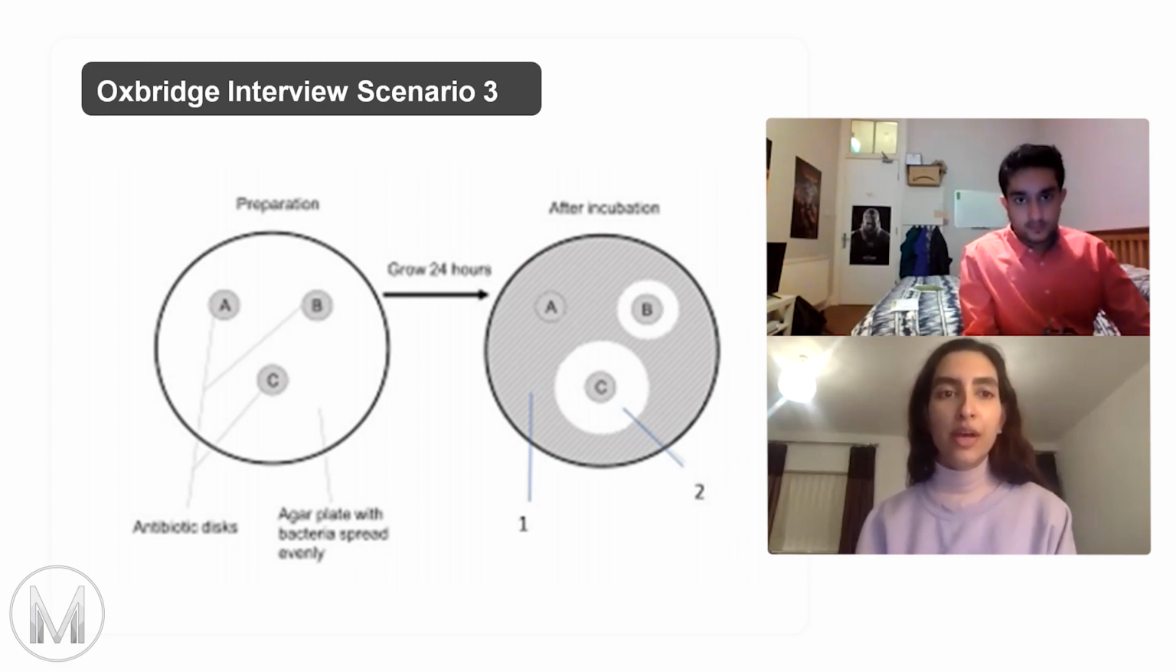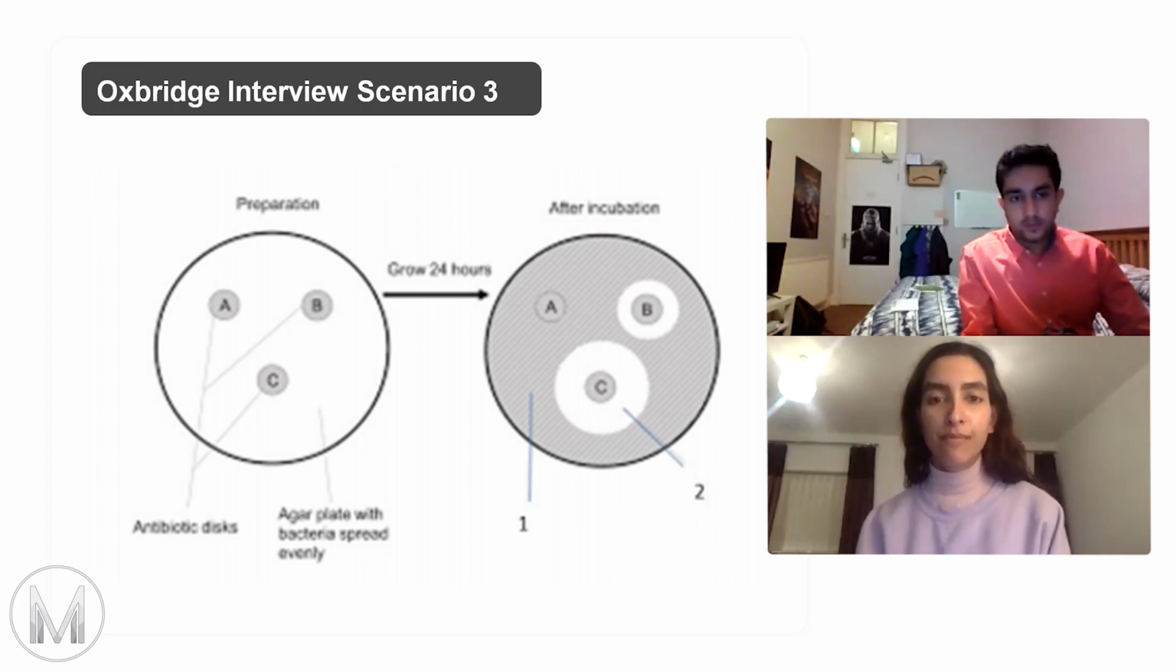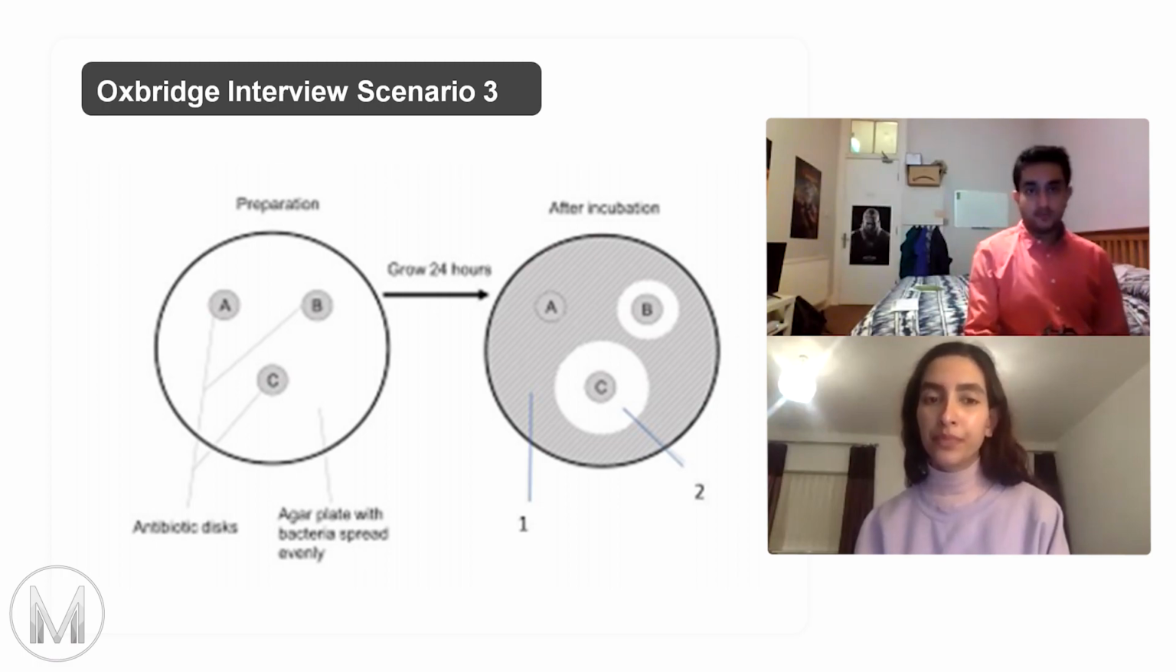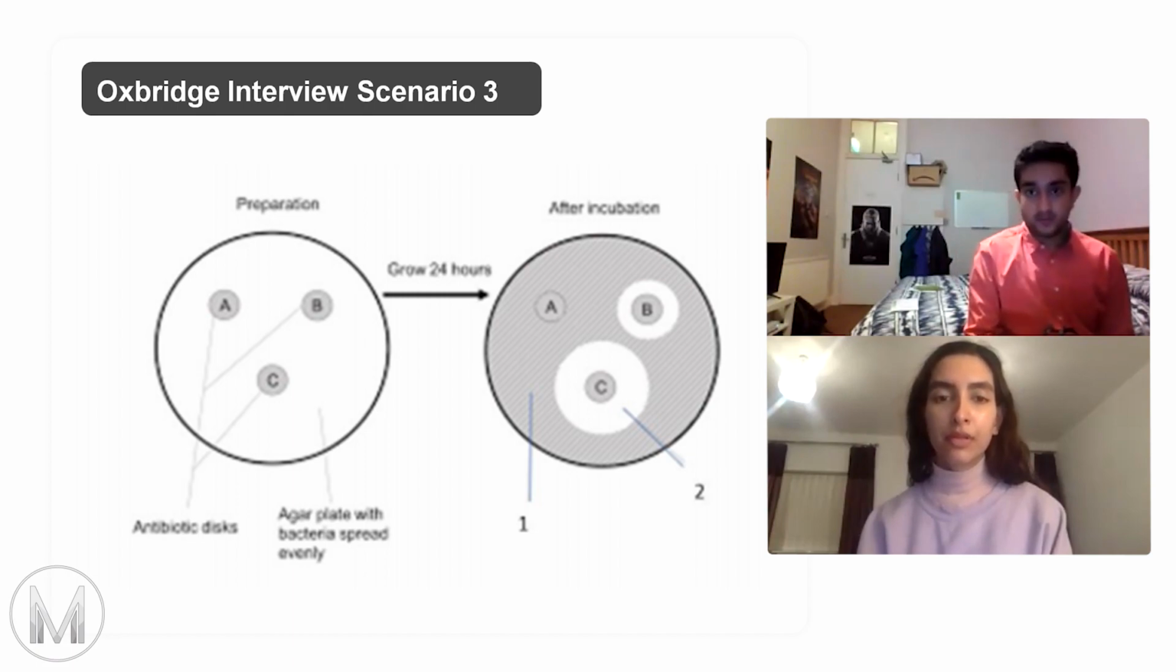Okay, great. So that was the answer to the next question. So we'll move on to the question after that. Which of these is the best antibiotic and why? So the whole principle is the idea that the larger the zone of inhibition, the more bacteria have been prevented from growing. So we're looking for the antibiotic with the largest zone of inhibition. Therefore, it's going to be C.